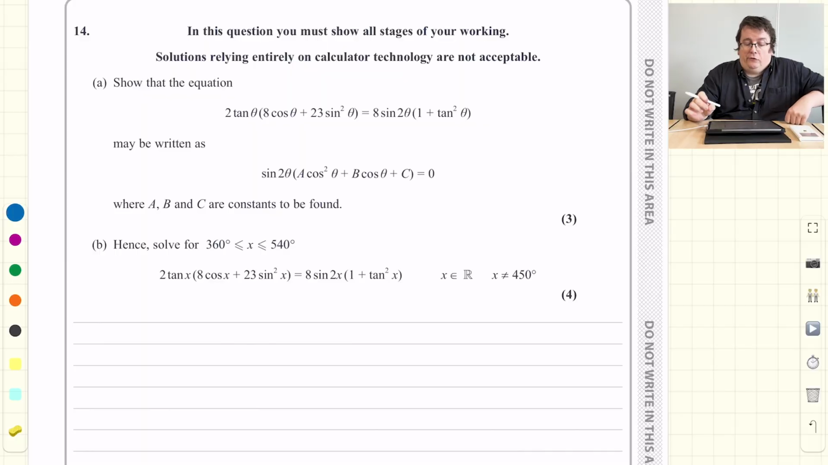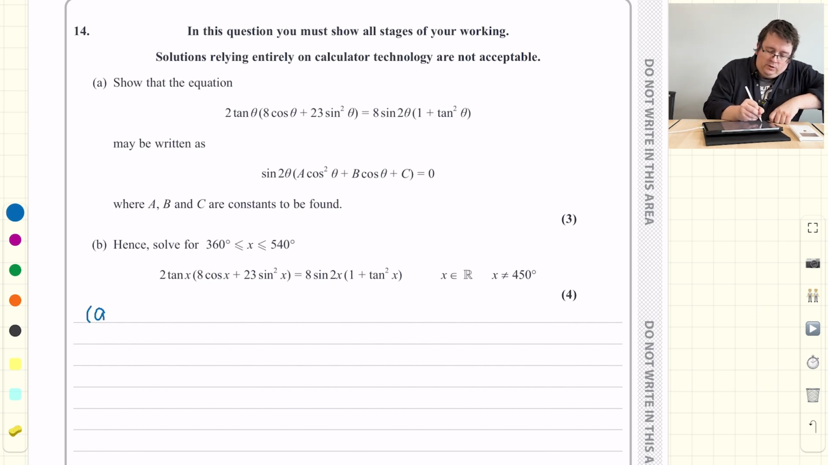So this is question number 14, and in bold again, in this question you must show all stages of your working. Solutions relying entirely on calculator technology are not acceptable. So, part A, show that the equation 2 tan theta (8 cosine theta plus 23 sine squared theta) is equal to 8 sine 2 theta (1 plus tan squared theta) may be written as sine 2 theta (a cosine squared theta plus b cosine theta plus c) equals 0, where a, b and c are constants to be found. Okay.